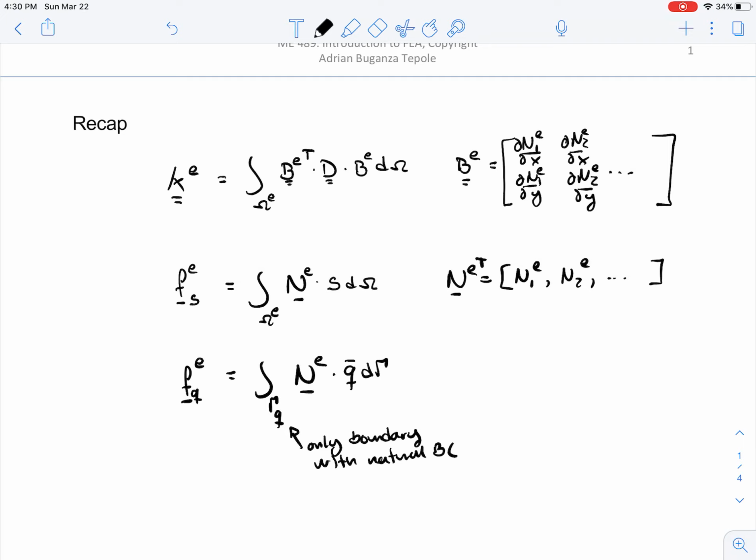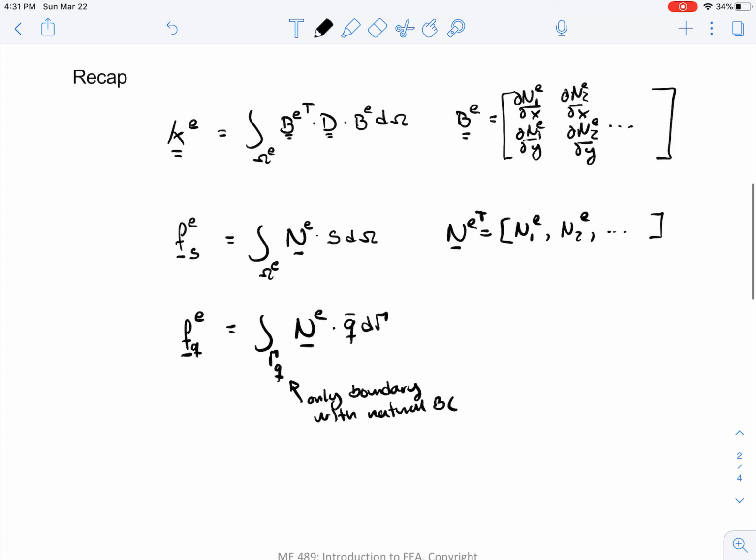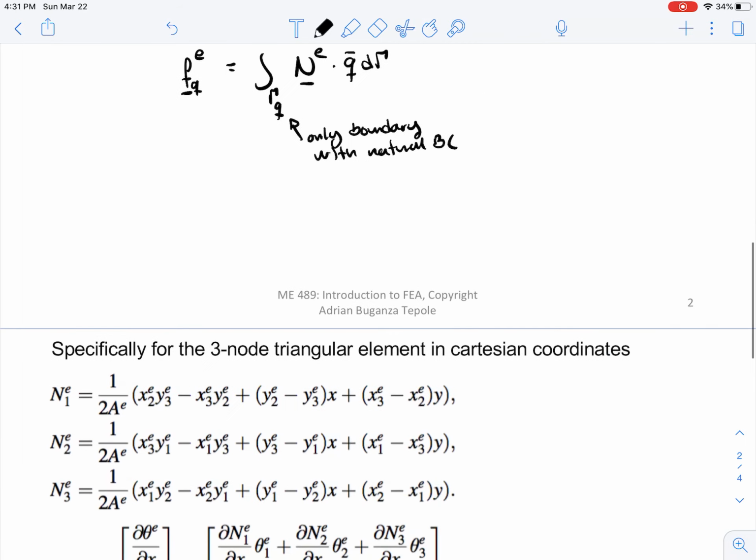But this is only going to be non-zero whenever an element has an edge on part of the boundary that has a natural boundary condition. Otherwise it will be zero. And then, so that's the definition of the element stiffness matrix, element force vector from the source, and the element force vector from the flux. And then the assembly is pretty much the same as we've done before. So to illustrate that, we're going to do one example.